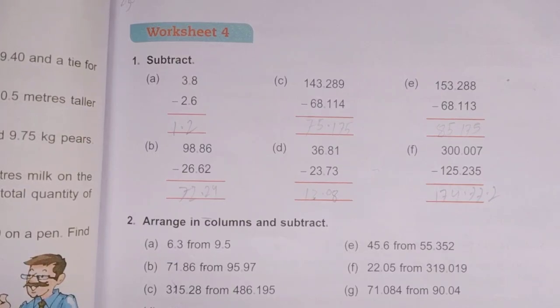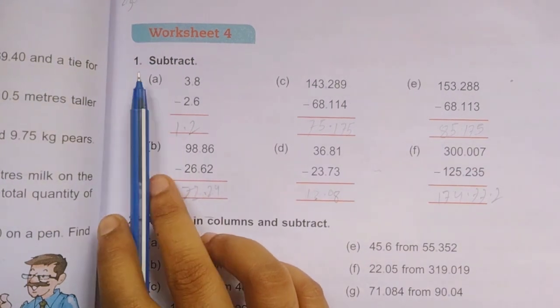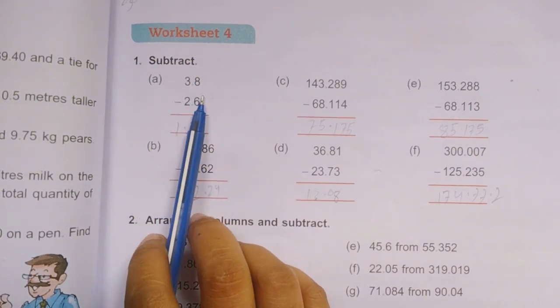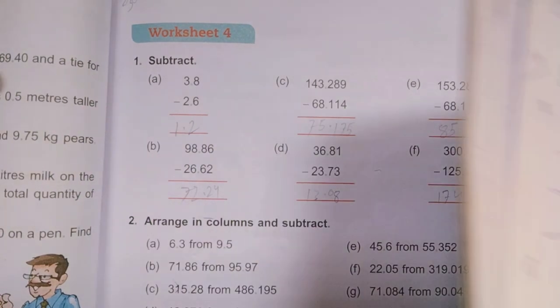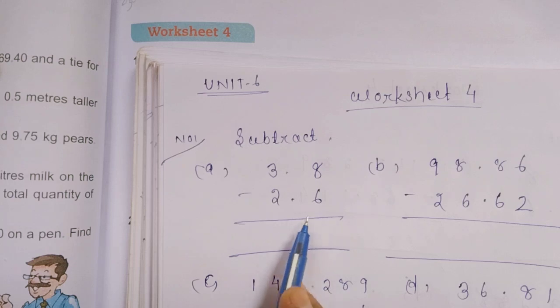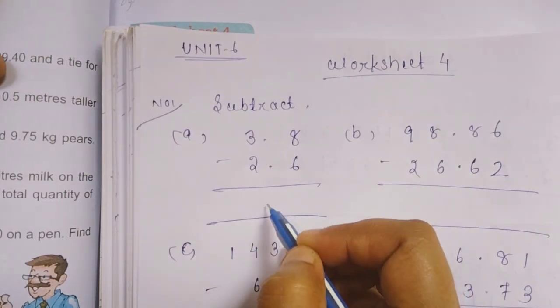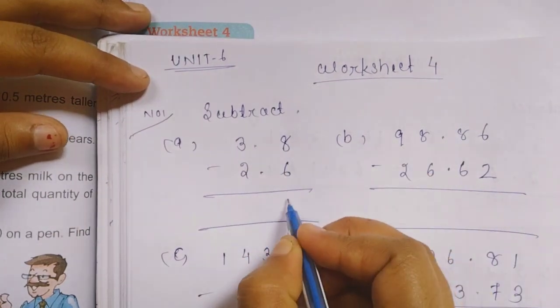Today I'll discuss Unit 6 Worksheet 4. Now we solve question number 1. Subtract 3.8 minus 2.6. First, arrange the digits in the place value column. Then the decimal points should come one below the other in the column. Then we subtract it. 8 minus 6 equals 2.